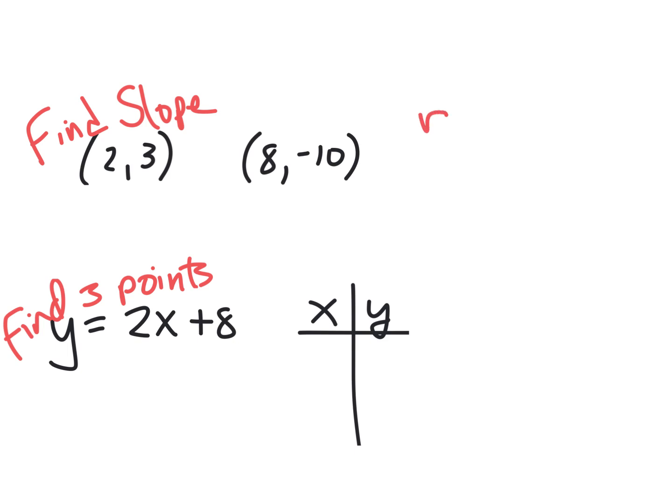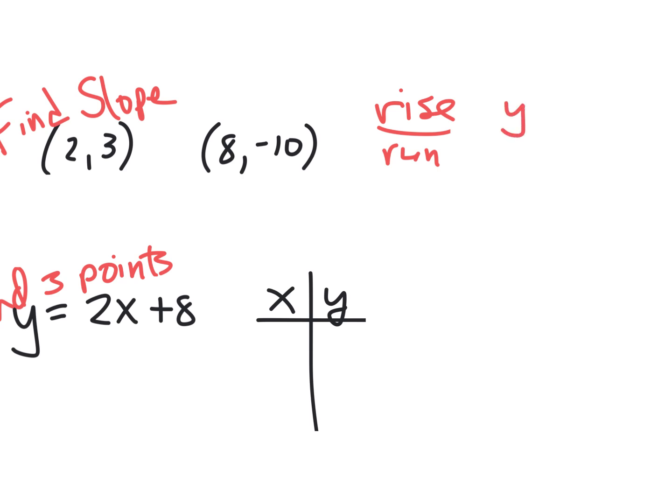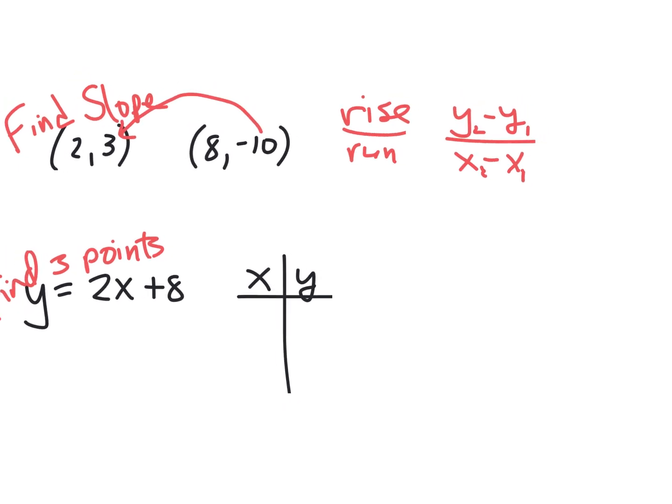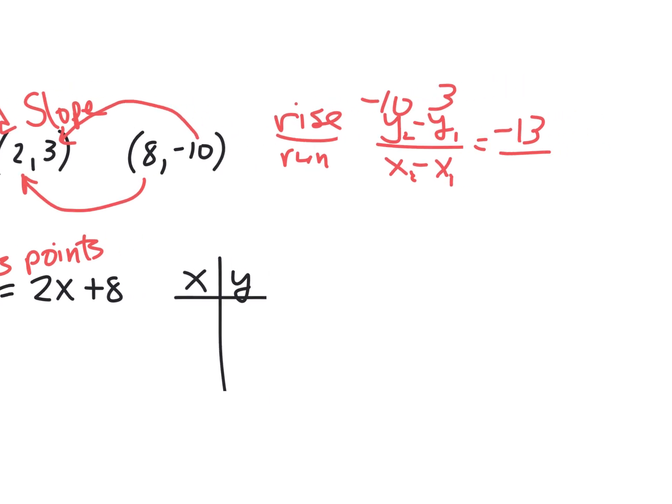But did you know it was rise over run, which is the y's, even rhymes with rise, subtracted over the x's subtracted, but the order kind of does matter. So like it's y sub 2 minus y sub 1 and x sub 2 minus x sub 1. So you can't just kind of subtract them any way you want. So that negative 10 minus the 3, see, negative 10 minus 3 makes negative 13. And then it's 8 minus 2, which is 6. Negative 13, 6.